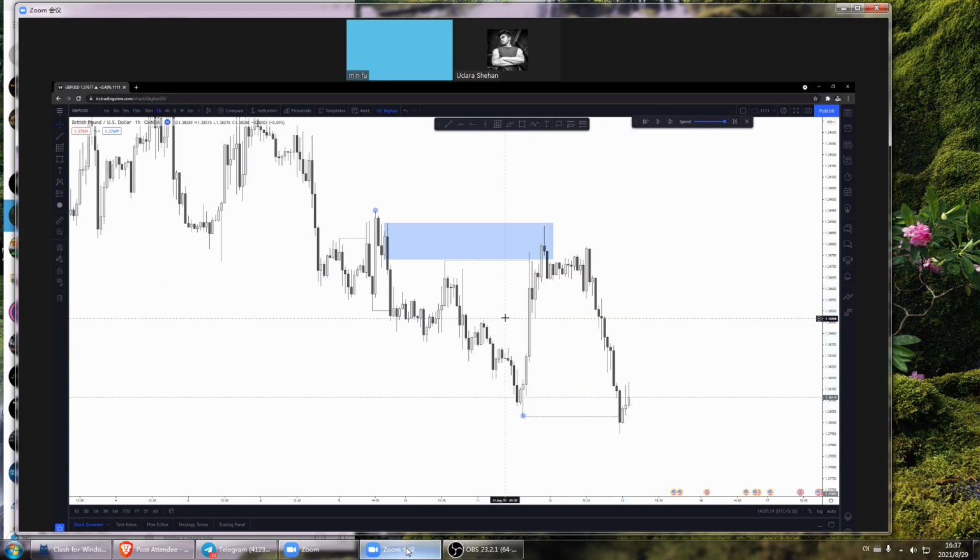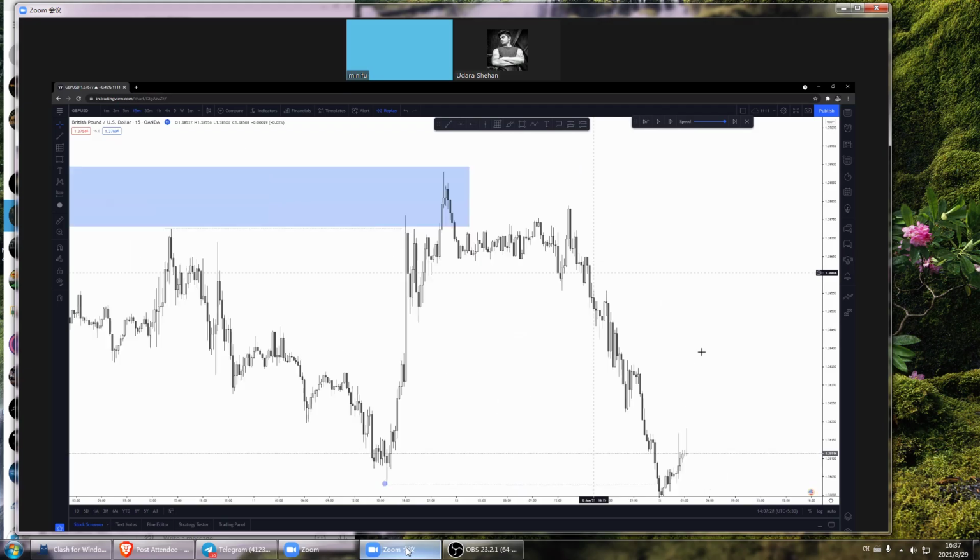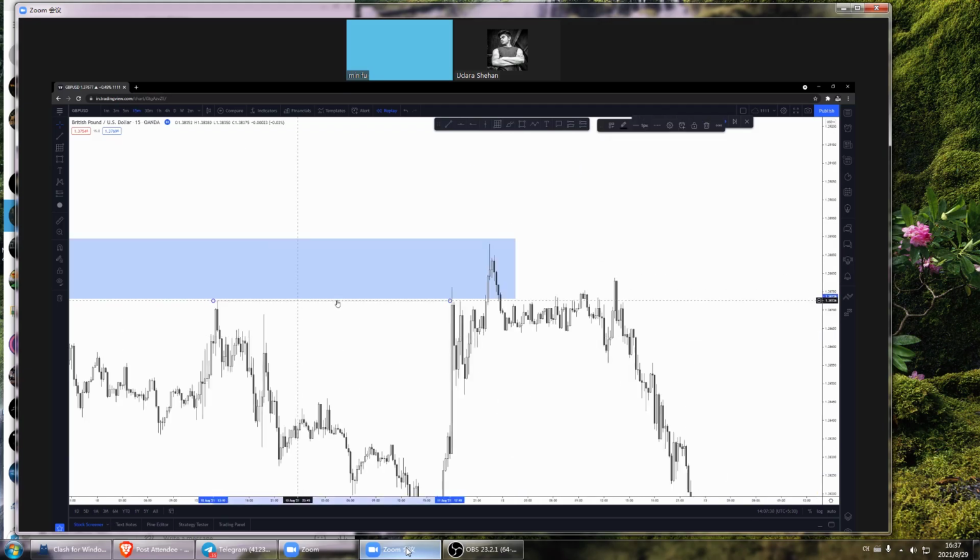What we're going to do is, as soon as price gets into this area, we'll go to a lower time frame and then see what price did.